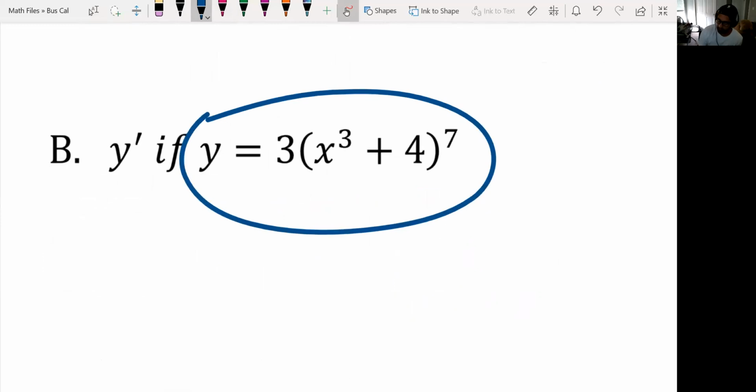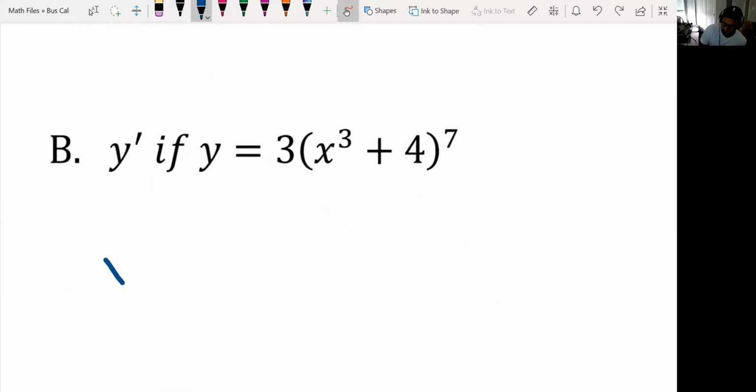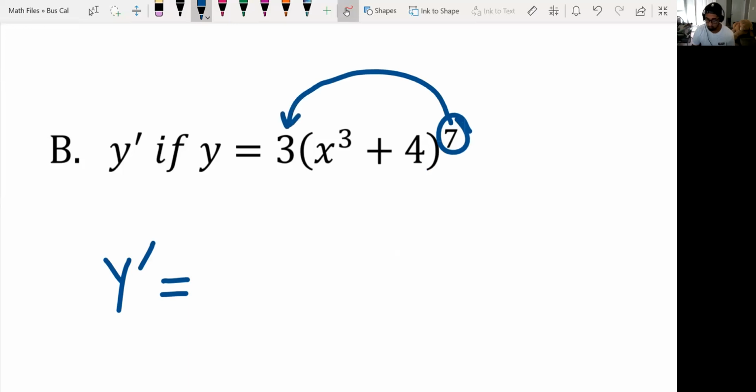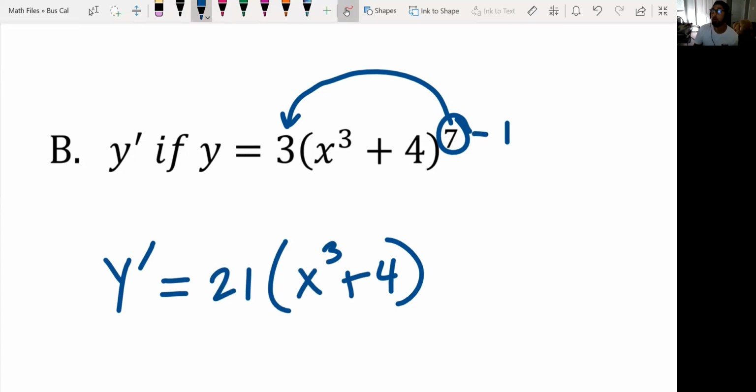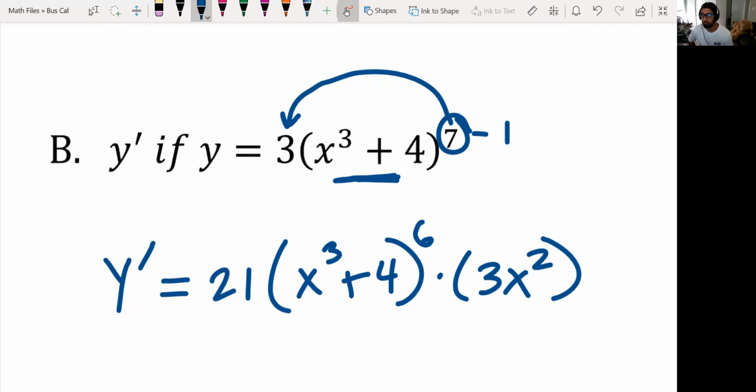Find the derivative of this function using chain rule. So we'll start with y prime. And using chain rule, once again, this power will come down and multiply that 3. So you'll get 21. The inside stays the same, and you take 1 away. So we get 21 times (x cubed plus 4) to the 6. That is the derivative of the outside. Now you multiply it by the derivative of the inside. And the derivative of x cubed plus 4 is 3x squared. That's it. Derivative is done. Chain rule is done.